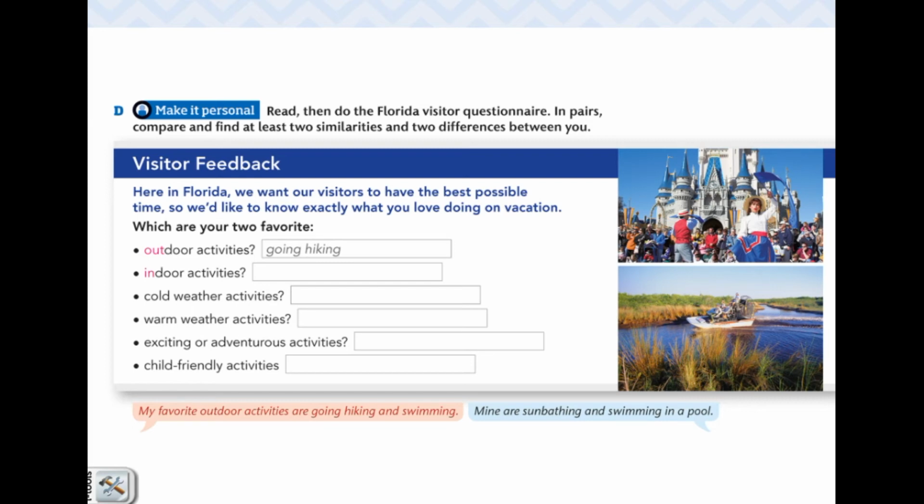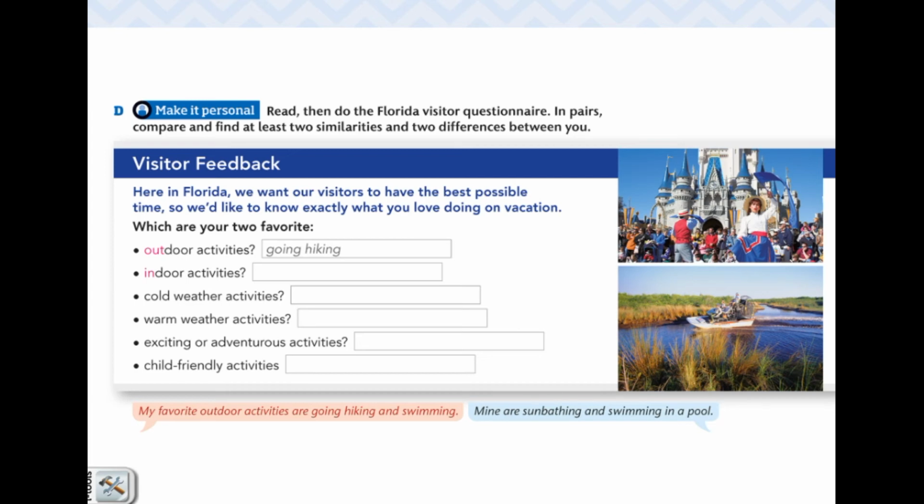Let's imagine now a little. So suppose you are in Disney World in Florida visiting Orlando, the parks at Disney World. So here in Florida, we want our visitors to have the best possible time. So we'd like to know exactly what you love doing on vacation. Suppose you are on vacation with your family visiting Florida for the first time. And here you're going to talk about the life experiences that you're going to have there by doing some activities. So the questionnaire here is about which are your two favorite outdoor activities?